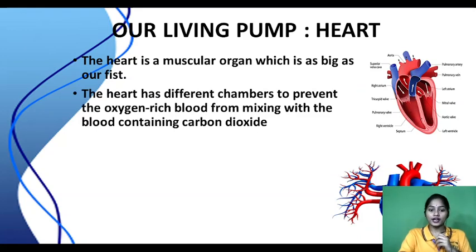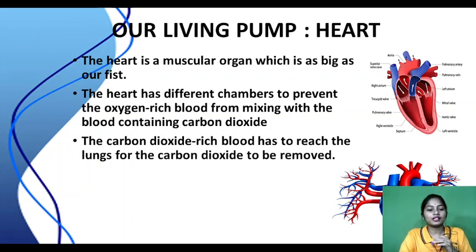And the heart has different chambers to prevent the oxygen rich blood from mixing with the blood containing carbon dioxide. Why do we have different chambers? In our home also we have different rooms. Why? Because nobody will disturb each other. Like that, in the heart we have carbon dioxide rich blood and oxygen rich blood. It means the carbon dioxide one is impure blood and the oxygen one is pure blood. So we need to separate them. For that reason only we have different chambers, right?